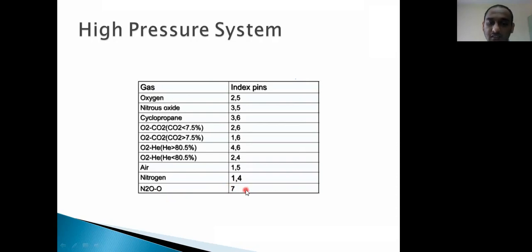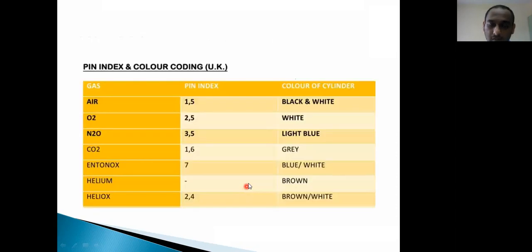So this corresponds to the holes on the stem. Now cylinders are also color coded. So these are universally followed with few exceptions in some countries where the colors might be different. But for us it will be nitrous is light blue, air is black and white, and oxygen will be white.